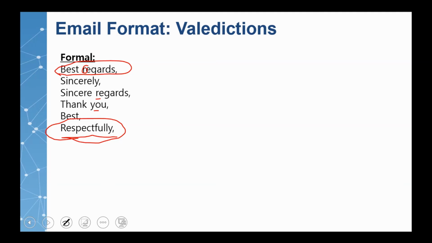And it's especially useful if you're writing to government officials in other countries, especially since the military and the government are very strongly connected as well. And if you're writing to somebody important, again, a VIP or a high government official, it would be very appropriate to use respectfully. That would be a good choice.